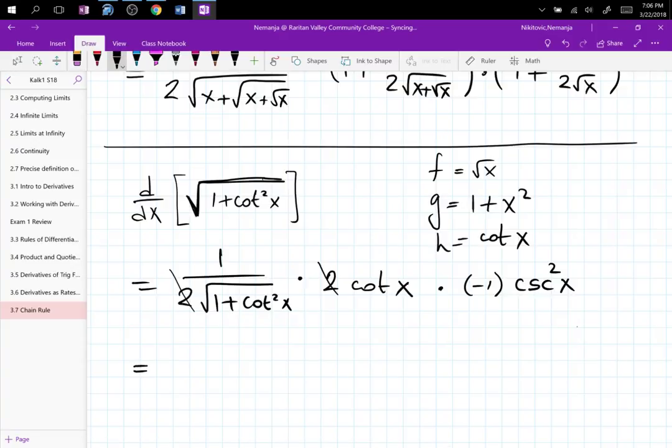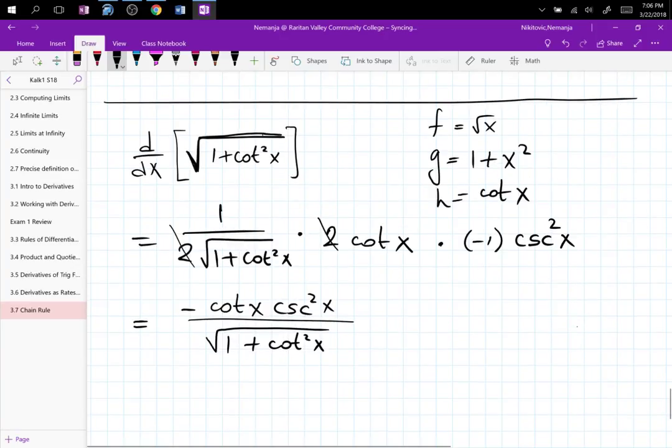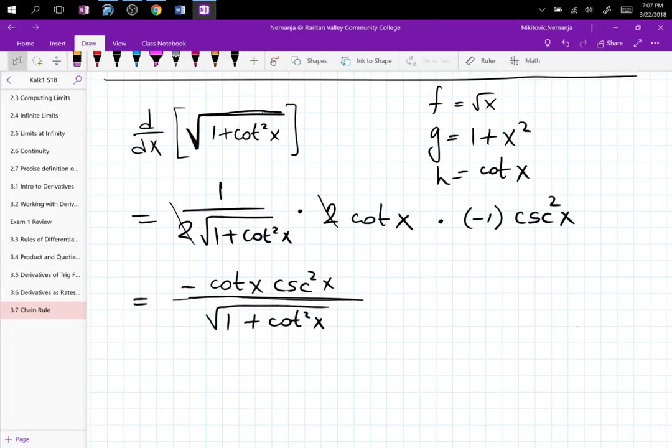So what do I have? I have negative cotangent x cosecant squared x divided by the square root of 1 plus cotangent squared x. Good? Might be able to do more.